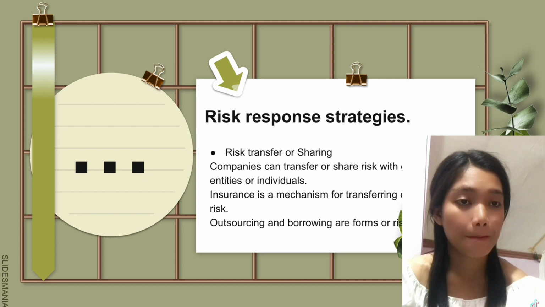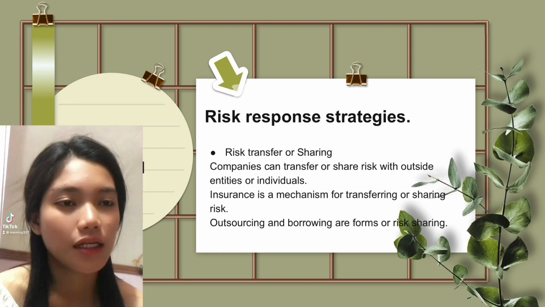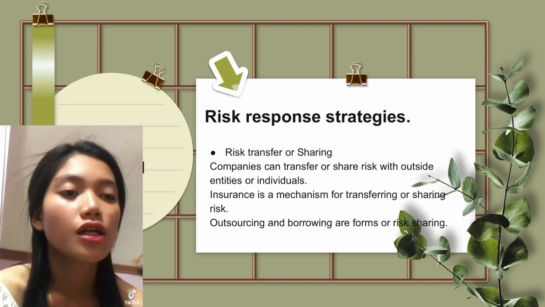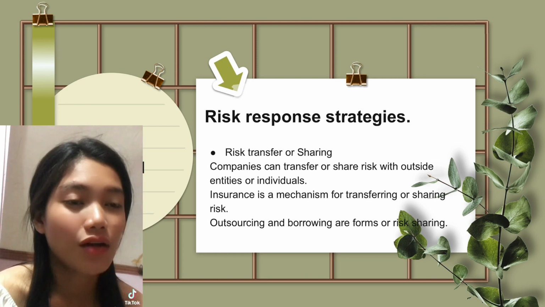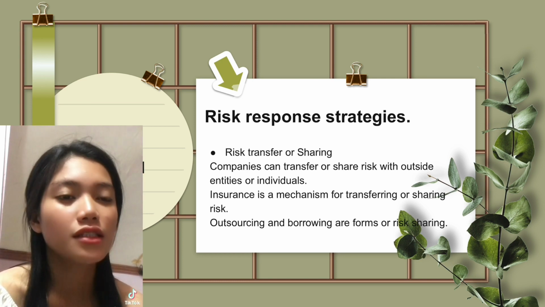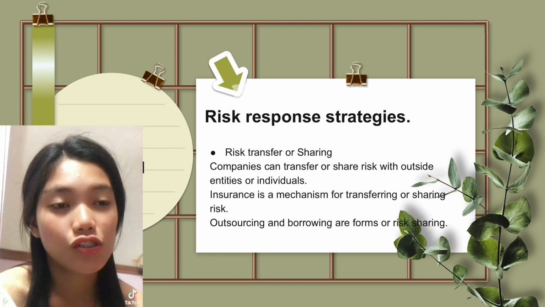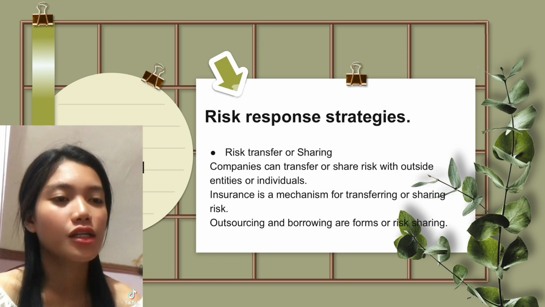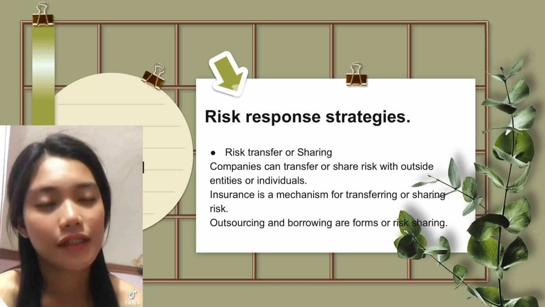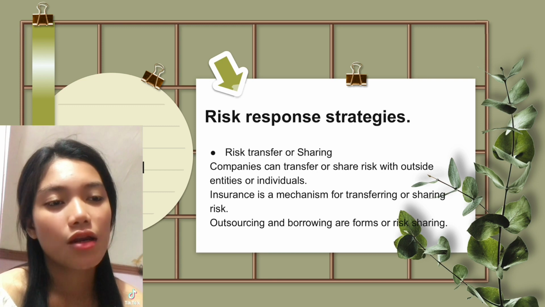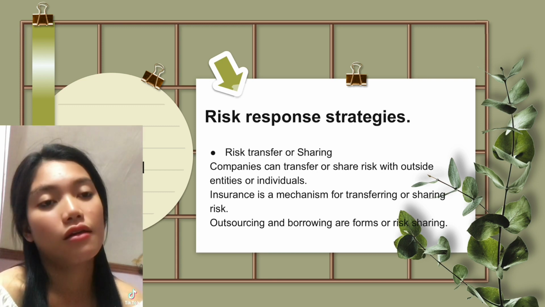Next is risk transfer or sharing. Companies can transfer or share the risk with outside entities or individuals. For example, insurance. It is the mechanism for transferring or sharing risk. Outsourcing and borrowing are forms of risk sharing.